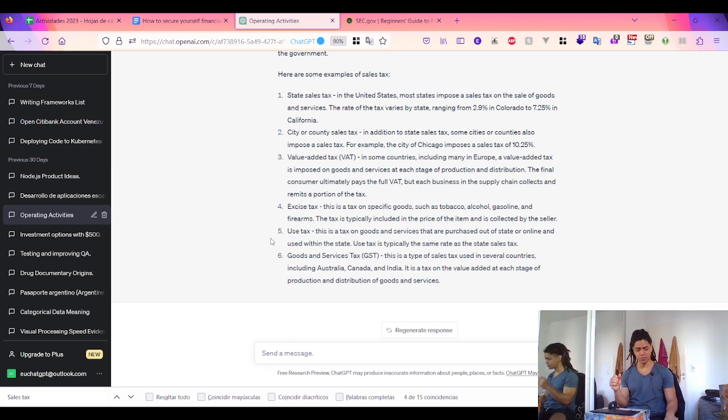It is typically the same rate as the state sales tax. And the good and service tax (GST), which is a type of sales tax used in several countries, including Australia, Canada, and India. It is a tax on the value added at each stage of the production and distribution of goods and services.